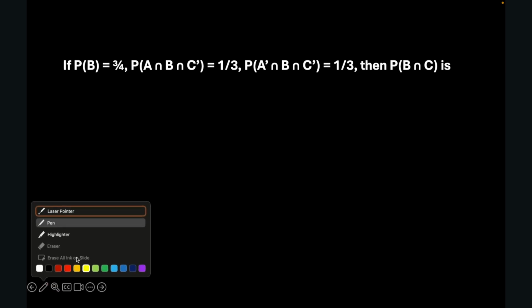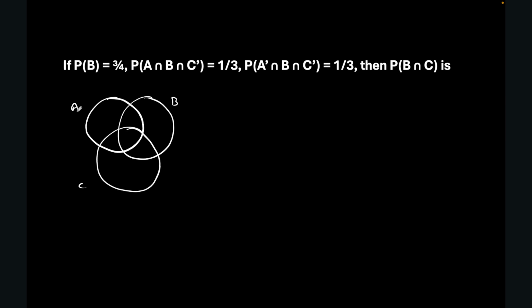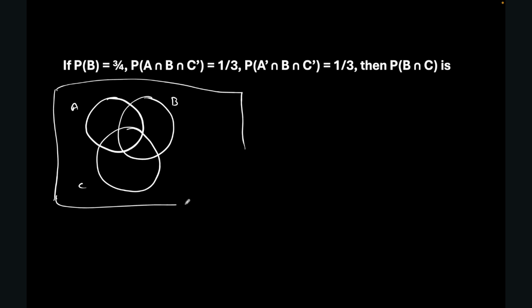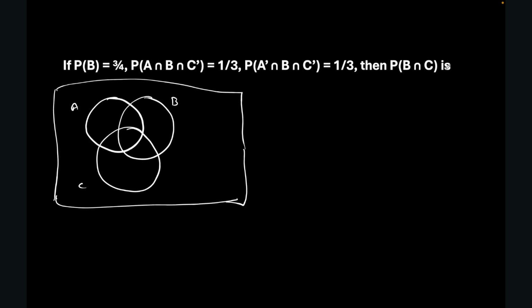The best way to solve such questions is, again, by drawing a Venn diagram. So let's draw it out. So we have event A, event B, and event C. Okay, like such. So what have I been told? Well, I'm told to find B intersection C. So my goal is to find this right here. How can I find this with the information that I've been given?